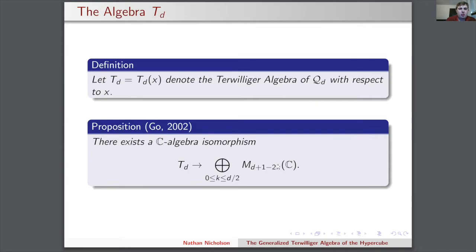So as some convenient notation, let T_D denote the Terwilliger algebra of Q_D. Now there exists a C-algebra isomorphism from T_D to the sum of full matrix algebras M_{D+1-2k}, k between 0 and floor(D/2). This is proven by Go. And I want to make a point, because it actually does matter to this talk, to visualize what this sum looks like. It's M_{D+1}(C) direct sum M_{D-1}(C) direct sum M_{D-3}(C), and so on. It actually is important to understand what that sum looks like.